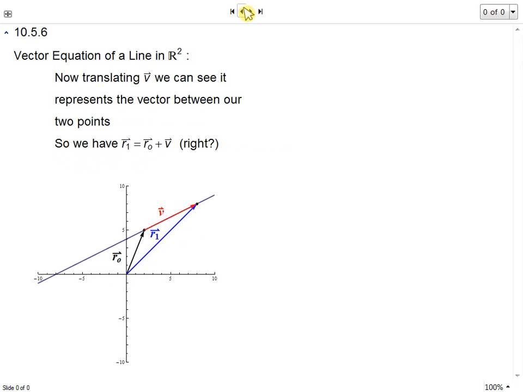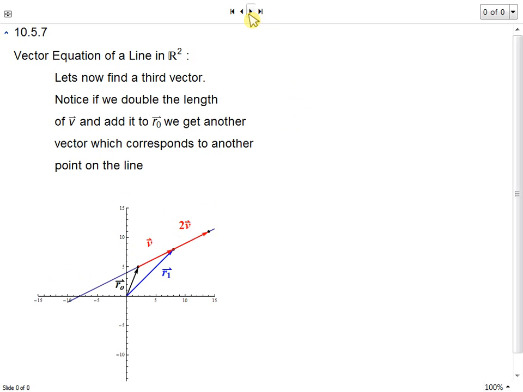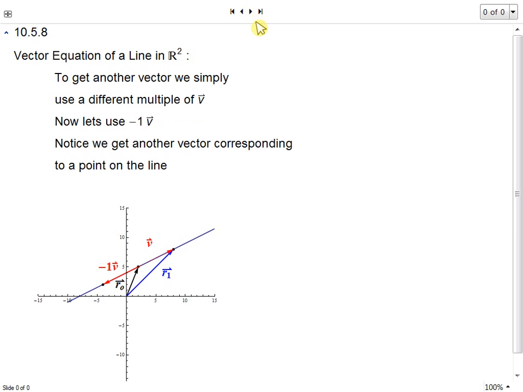I want to back up just a second, right here. Look, if I want to get to this point right here, all I'd need to do is know what R naught is, and then add to it what? V, and I would be here, right? So I would be at a point on the line. If I wanted to get to another point, I could go out R naught, and then go twice V and be here. If I wanted another third point, I could go out R naught, and this time go negative V, and I could have another point on the line.